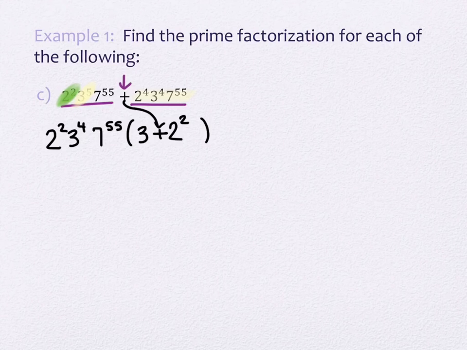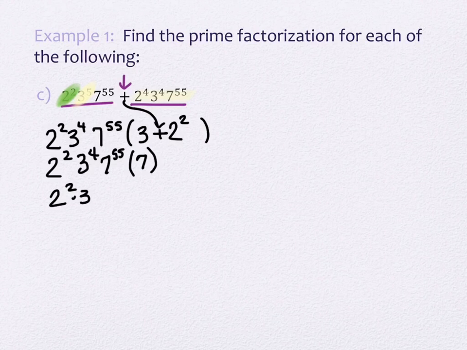All right, so let's see what happens on this one. What is 3 plus 2 squared? 3 plus 4, which is 7. Okay. Anything else you notice then? Right. I already have a 7, so this will be 2 squared, 3 to the 4th. Sorry, my dots keep getting lost. They aren't super crucial, but 7 to the 56th. Because there was already 7 to the 55.